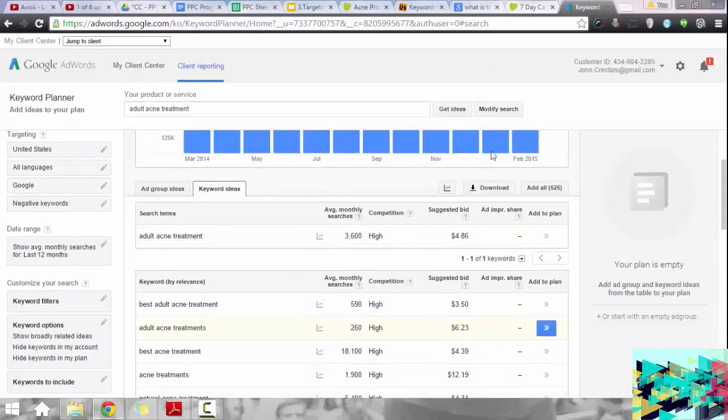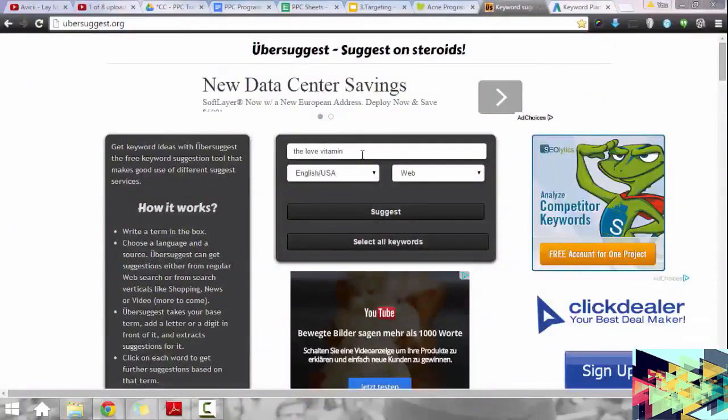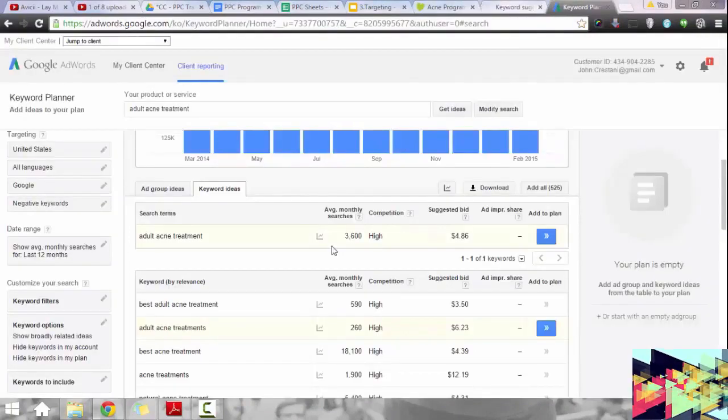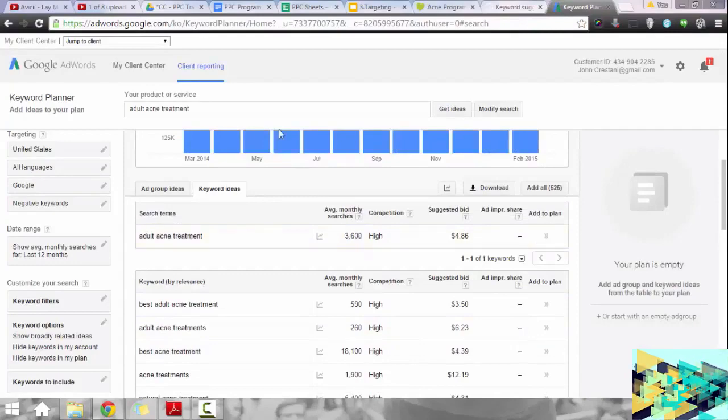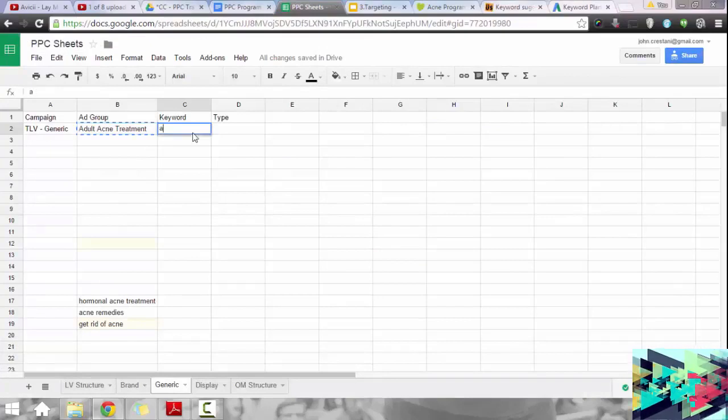So I'm typing it in Google. I'm also going to go to Uber Suggest and just throw in adult acne treatment real quick. Keep in mind, this is a free tool. I don't recommend many paid tools. So notice it's a good term. Love this term.